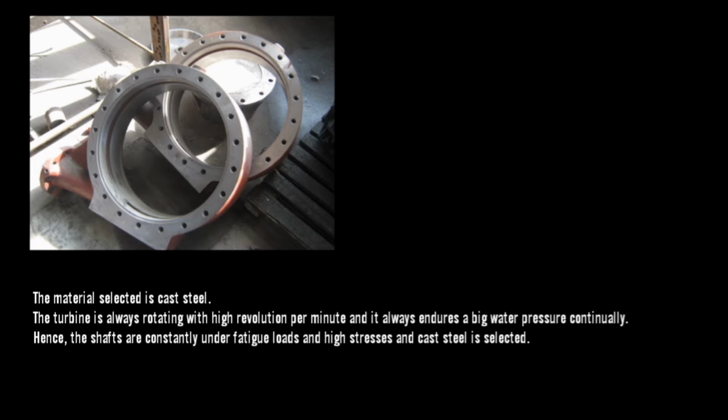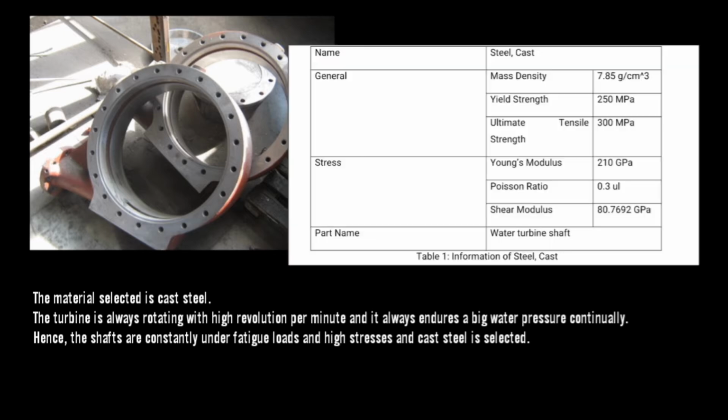Now I would like to talk about the material of the hydroelectric turbine shaft. The material selected for the shaft is cast steel. This is because the turbine is always rotating at high revolutions per minute. Since it is located at the bottom of the reservoir, it endures a big water pressure continually.